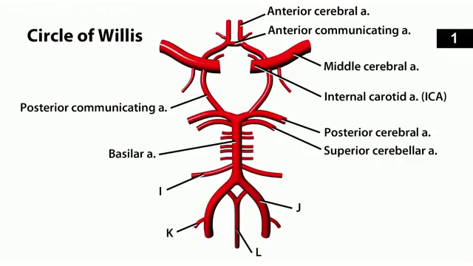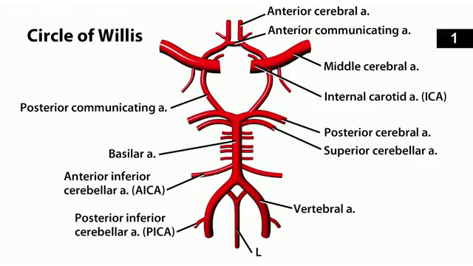H is the basilar artery. I is the anterior inferior cerebellar artery. J is the vertebral artery. K is the PICA, the posterior inferior cerebellar artery. And L is the anterior spinal artery.